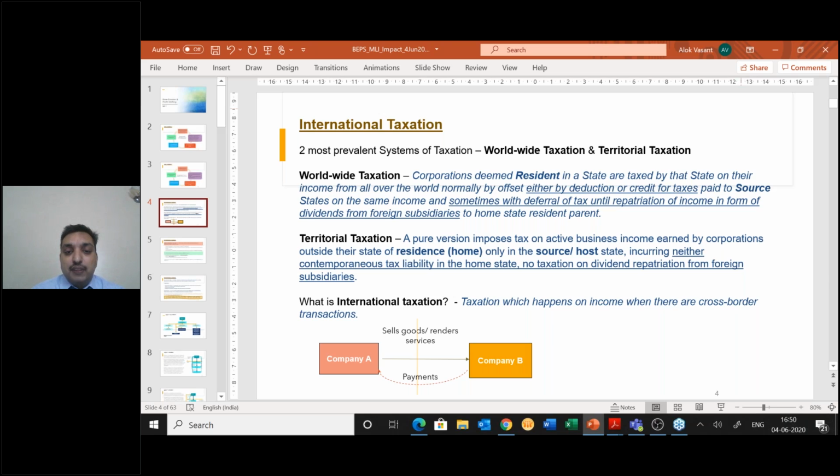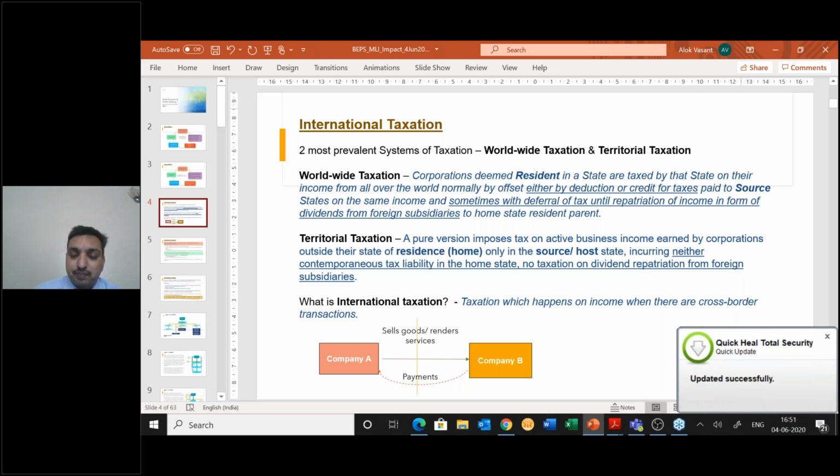So when there are payments between two cross-border entities, and there are transactions which are cross-border, whatever taxation happens is considered international taxation. Now, it is not a different tax, so there is no other body sitting and levying an international tax on such transactions. This is definitely domestic tax, but the way the tax systems of two countries interact to ensure that there is no double taxation, the study of that is what international tax is all about.